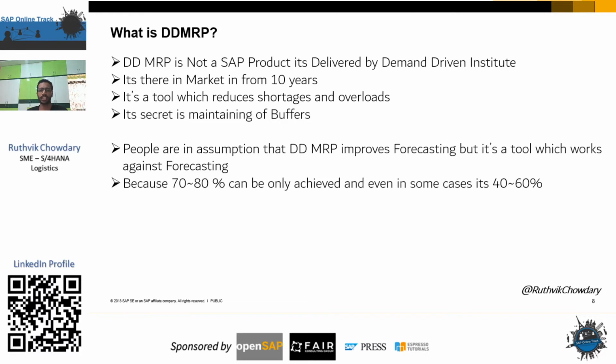The concept or principle of DDMRP is that it works against forecasting. So it is not a forecasting improvement tool. It is the principle of working against the forecast, because forecasts will have only 70 to 80% accuracy, and in some cases it will be only 40 to 60%. People who work in forecasting and planning functions know how painful this is.